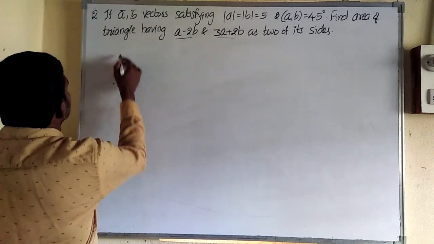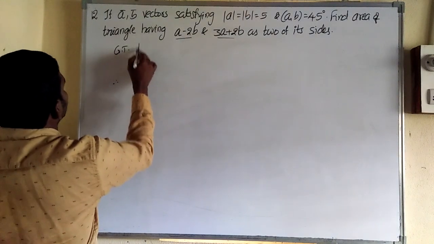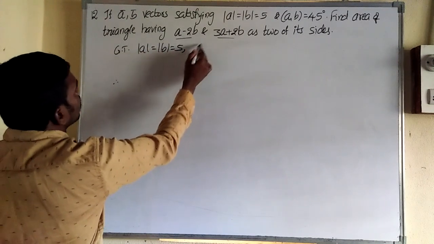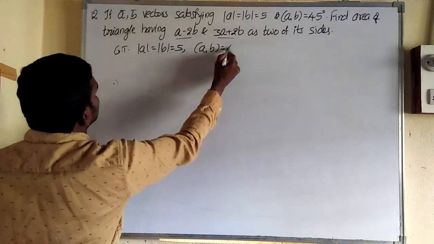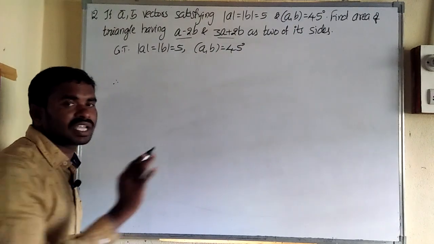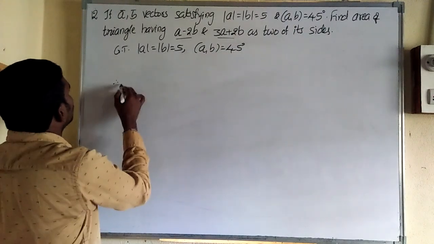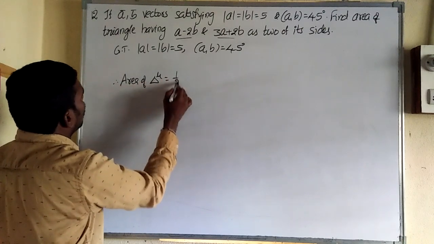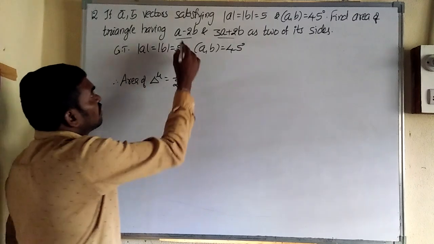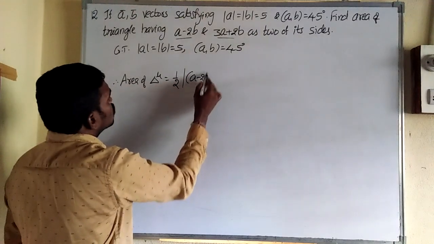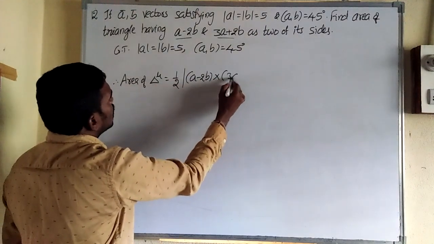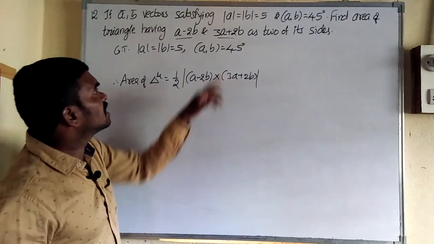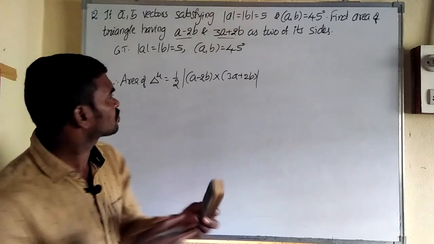First of all, write down the given information. Mod A equal to mod B equal to 5, both are the same, and the angle between A and B is 45 degrees. Next, immediately we can write the area of the triangle is equal to half into the modulus of the vectors A minus 2B cross 3A plus 2B. Now let this be side AB and this be side BC, for example.